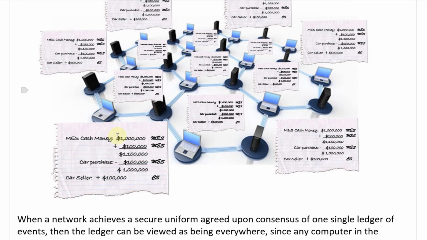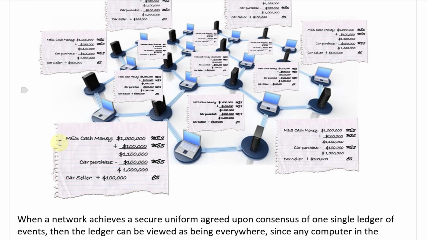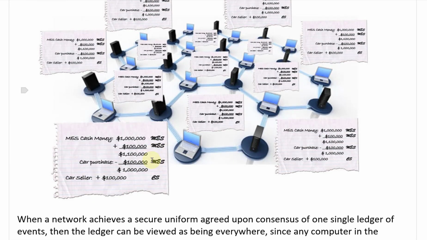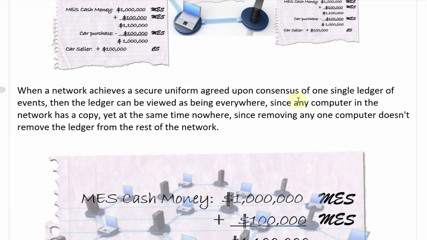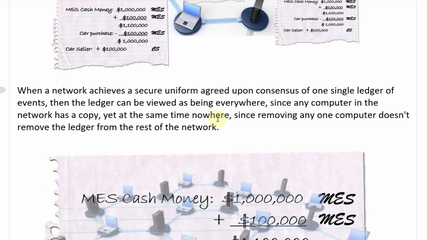So all we have is a bunch of computers, all with duplicates or copies of a ledger, such as this simplified paper ledger I had. As long as everyone maintains the exact same one, they can all agree, or a consensus agrees, that this is the chain of events that has occurred. When a network achieves a secure, uniform, agreed upon consensus of one single ledger of events, then the ledger can be viewed as being everywhere, since any computer in the network has a copy, yet at the same time nowhere, since removing any one computer doesn't remove the ledger from the rest of the network.